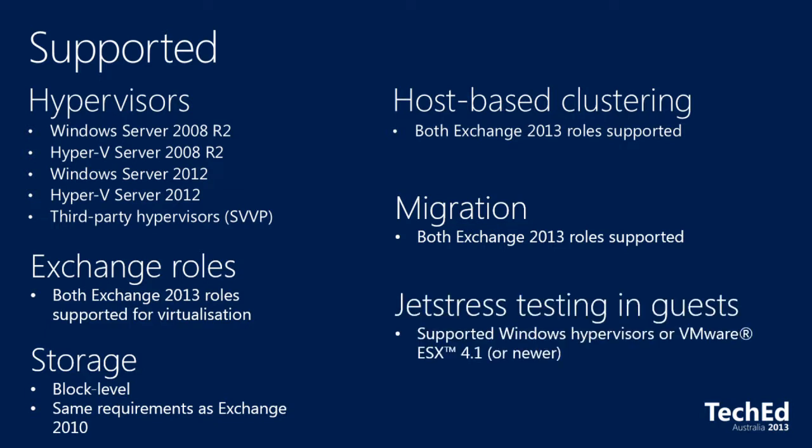And the last one is around jet stressing. For those who aren't aware of jet stress, it's a tool that Microsoft provides for hammering your storage to make sure it has the characteristics that you think you need to deliver a good service with Exchange. In the past, that wasn't so good running in a virtual machine, just because some of the performance counters it used to gauge that performance were a little variable inside a virtual machine. So that's all been ironed out now.